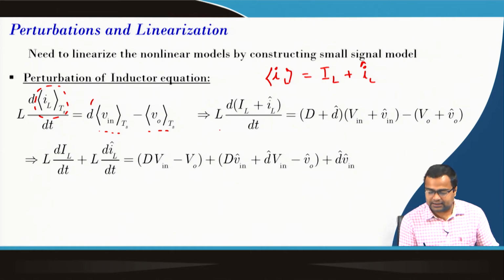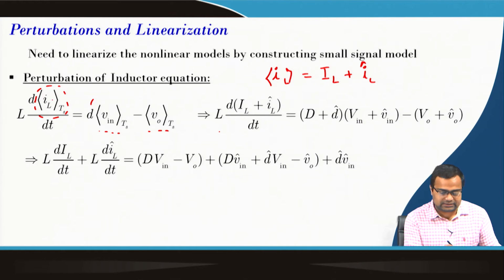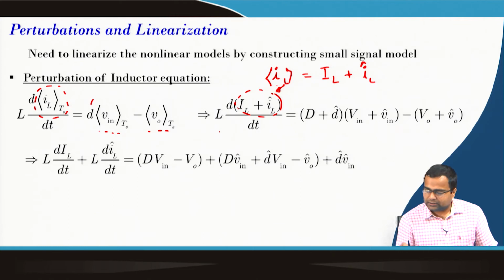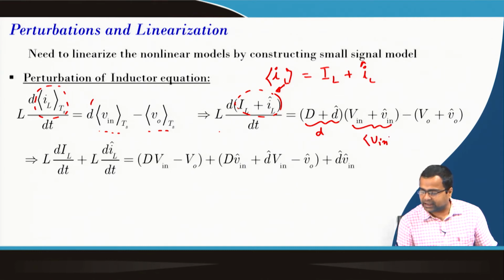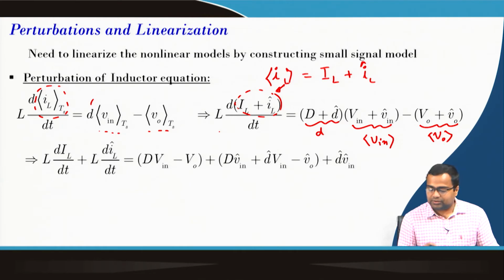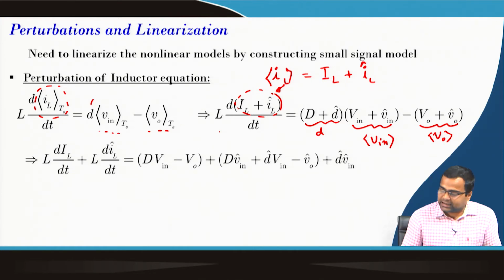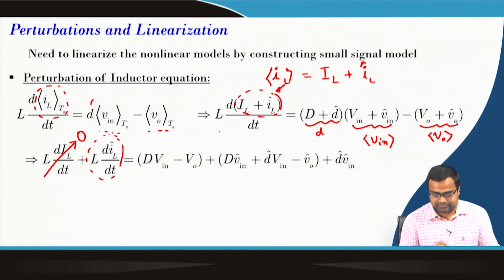Then we will get the right side equation. This quantity is coming from here, this is nothing but D, this is the average input voltage Vin, and this is the average output voltage. Then if we expand this, this is the steady state term, and if we take the differentiation, it will be 0. So the left side only has the small signal part.